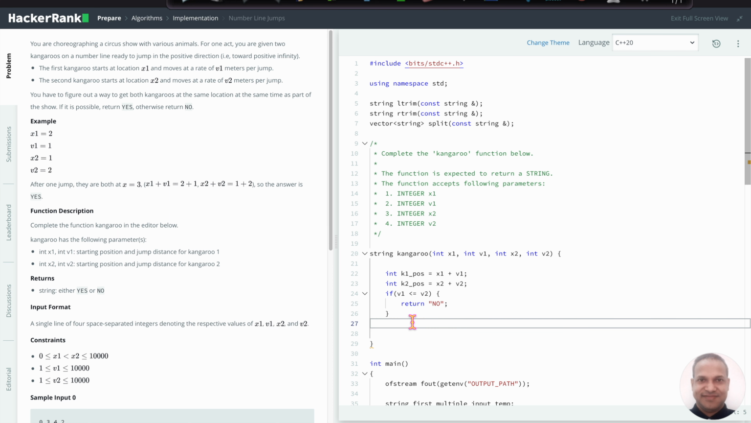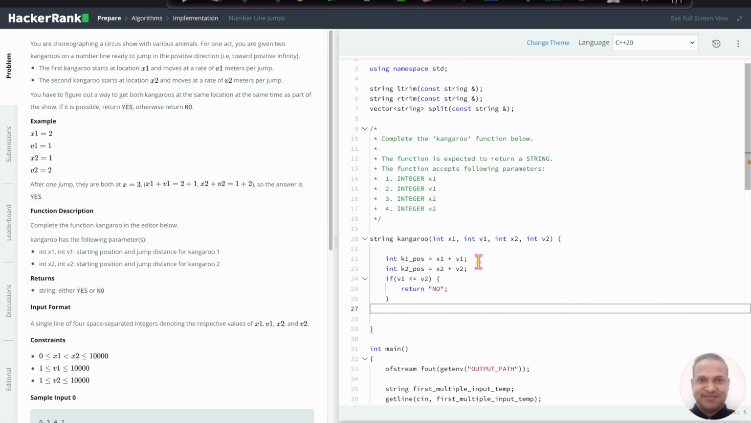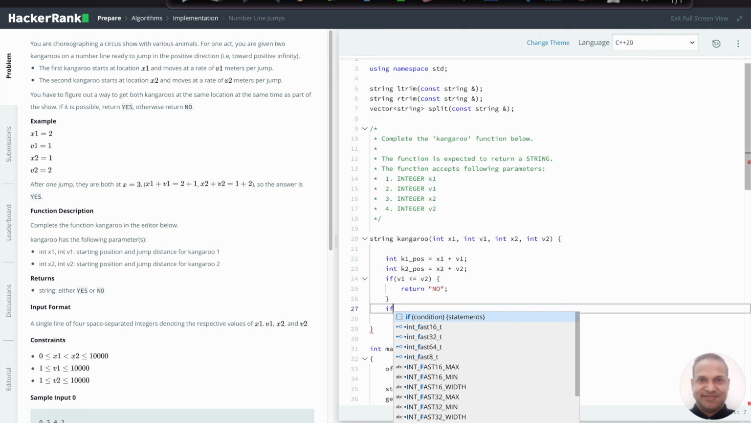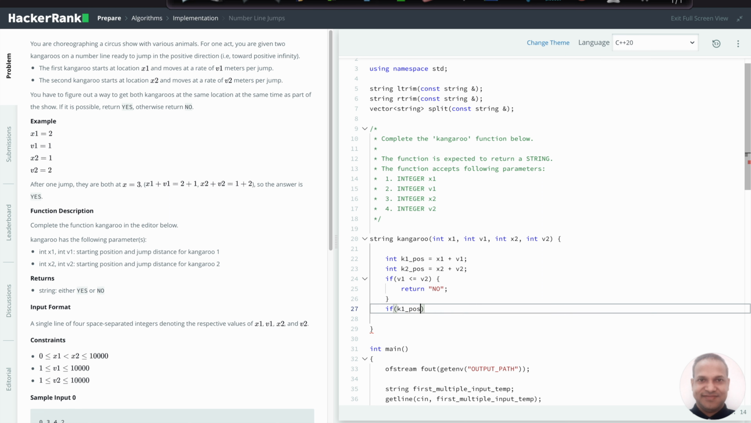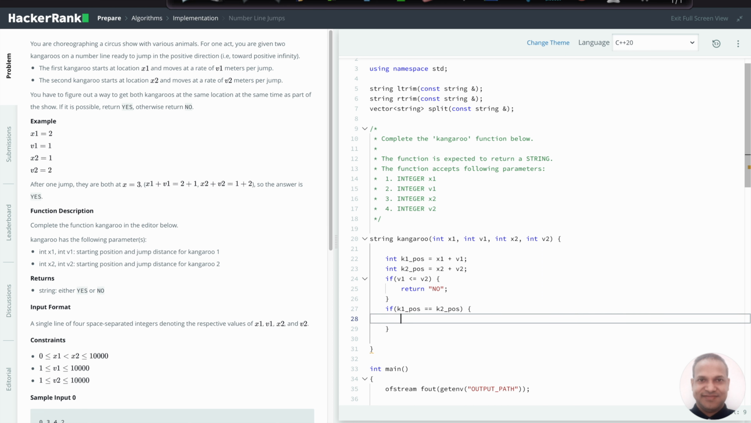Now we have to check if these two positions, k1 position and k2 position after the first jump, are equal or not, right? So let's do that. If k1 position equals k2 position, then return yes, because they are in the same position after the first jump.